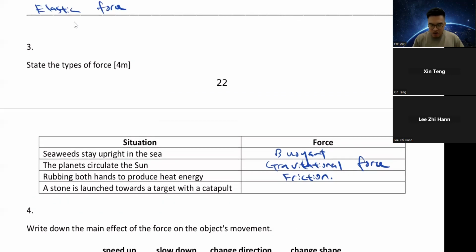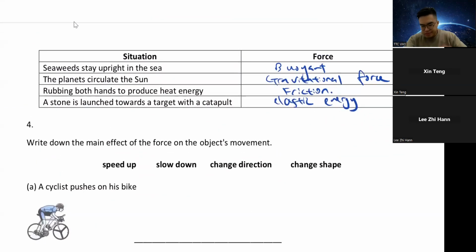Right, so next stone is launched with a catapult. Catapult is that shooting thing, right? So this is your elastic energy. Okay, because I'm stretching it.